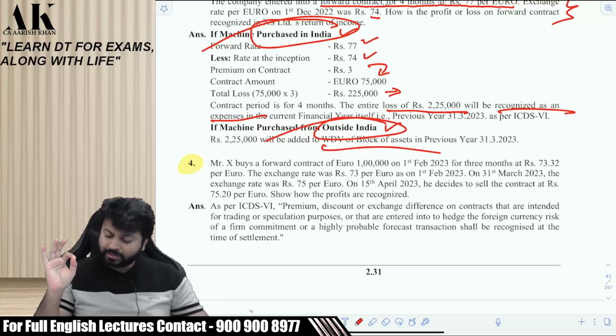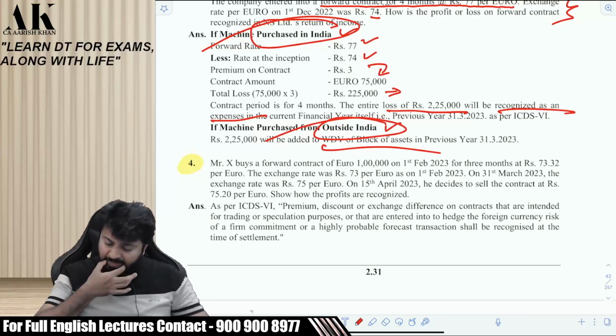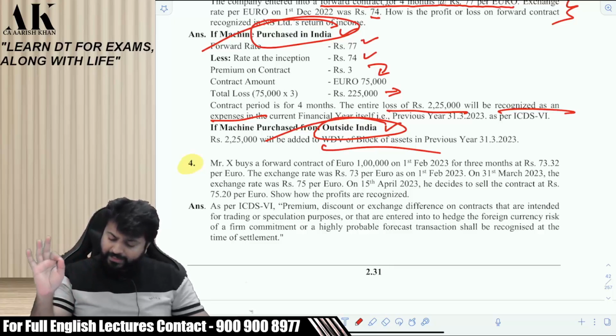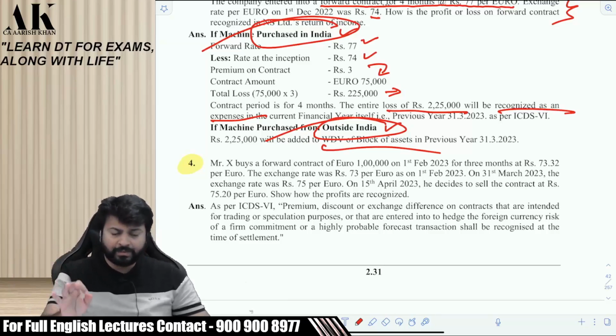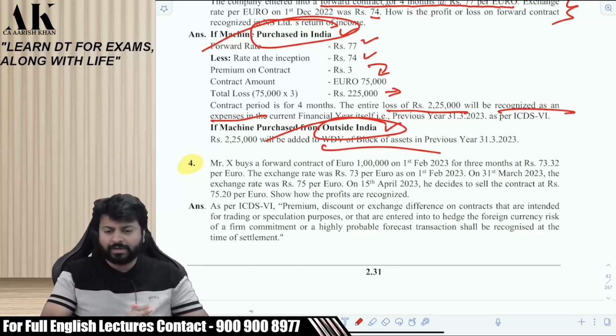At what rate has he bought the contract? 73.32 per euro. The exchange rate was 73 per euro on 1st Feb. On 31st March, the exchange rate was 75 per euro. On 15th April, he decides to sell the contract at 75.20 per euro. Show how the profits are recognized. Please read the question carefully. There are multiple events which are happening.